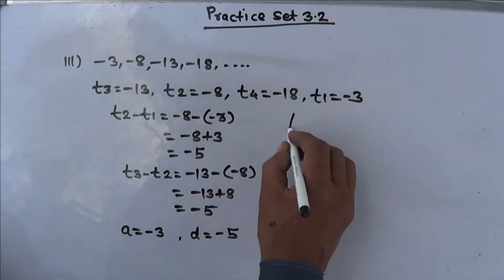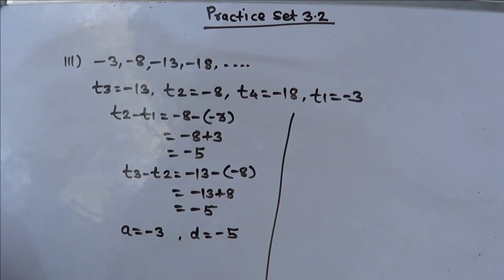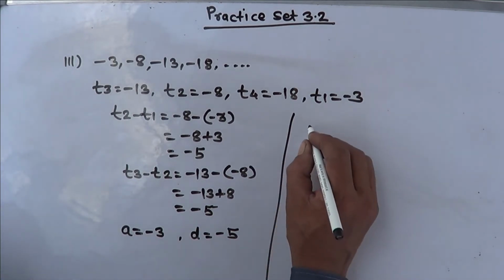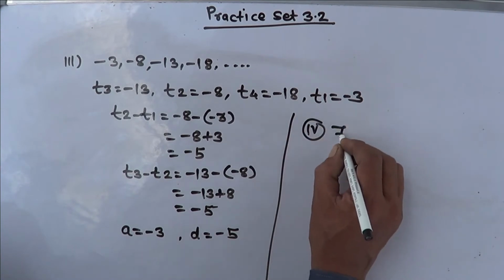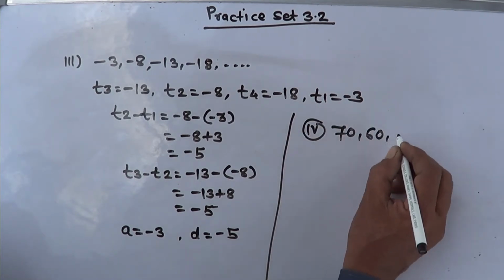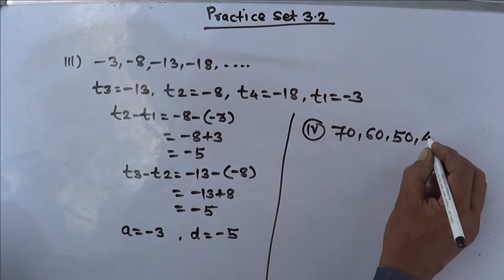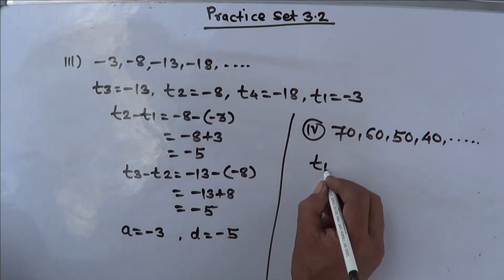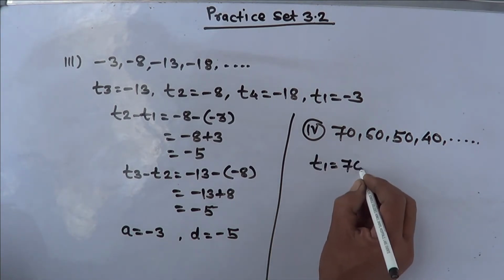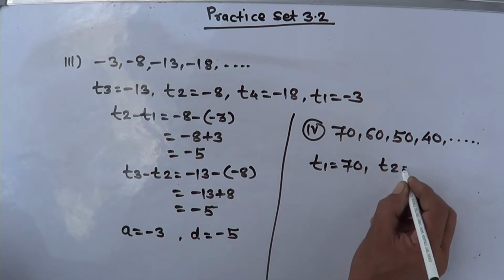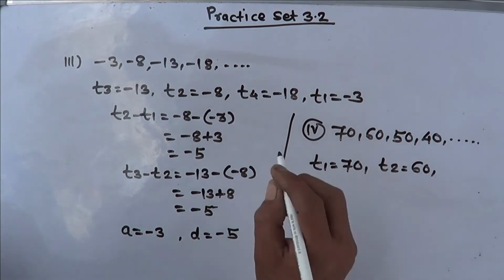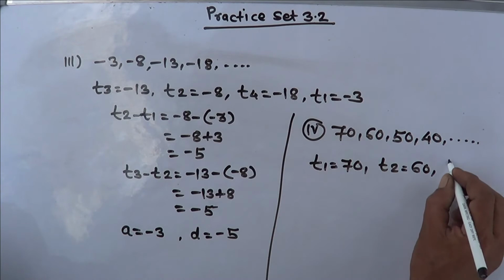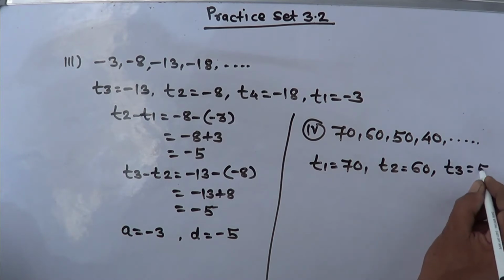Then fourth example, we are given the sequence 70, 60, 50 and 40 and so on. Here we have to write T1, T2 and T3. So we will write T1, which is our first term, that is 70, T2, which is equal to 60. Then we have to write T3, the third term, that is 50.